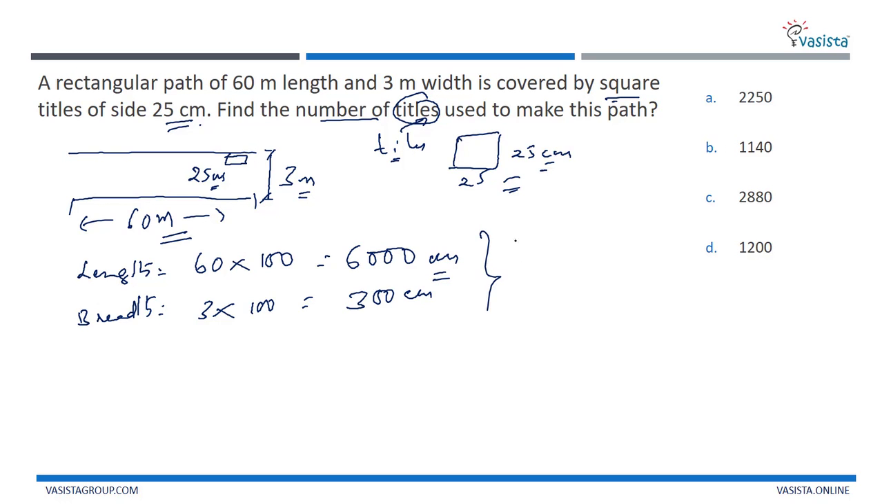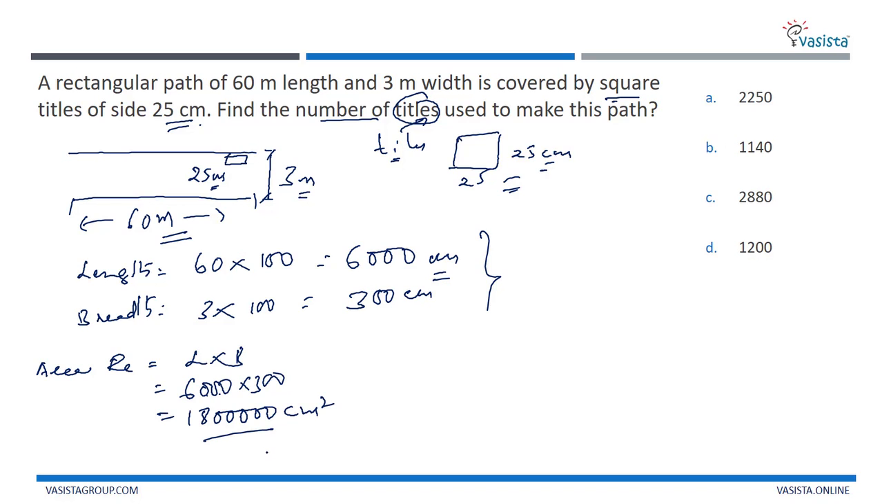Now let us check in the same way. We know the area of a rectangle. Area of a rectangle is what? Length into breadth. Which is going to be 6000 into 300. 6 3s are 18, and 5 zeros, centimeter square. This is the area of the rectangle.